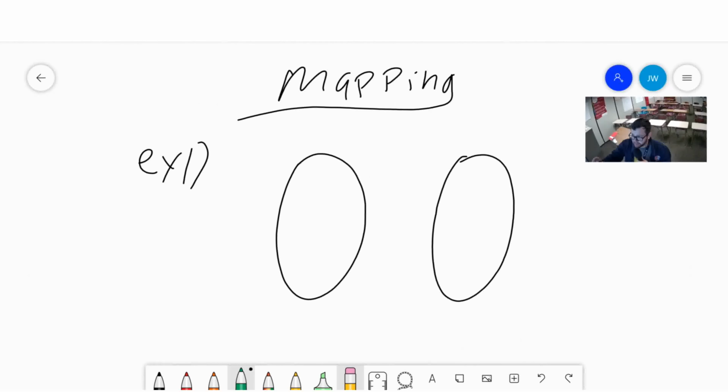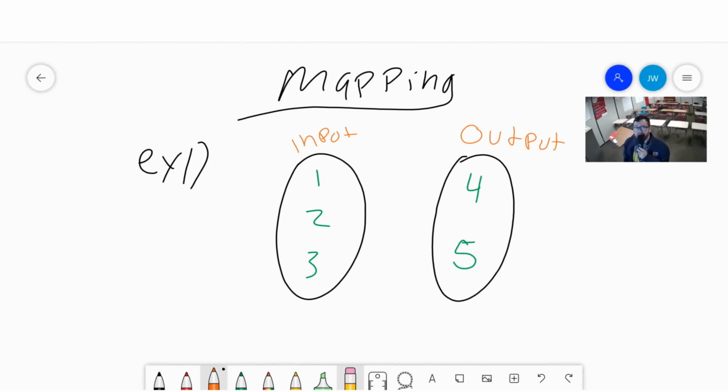with some numbers inside. I'll put 1, 2, and 3, 4, and 5. Always on the left is the input. Always on the right is the output. And the input from now on, we're going to just call that X, and the output from now on, we're going to call that Y.